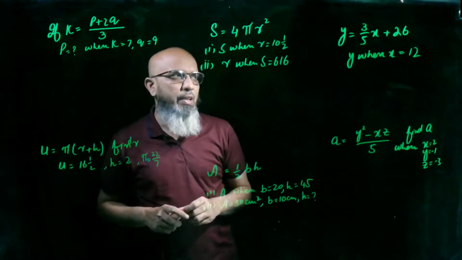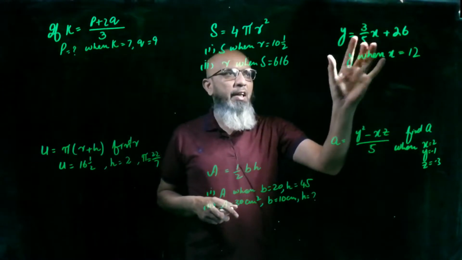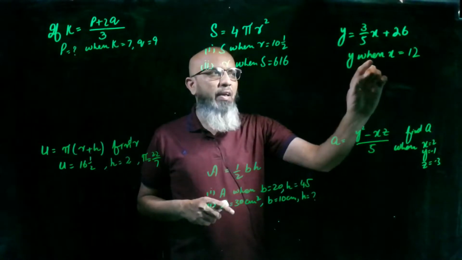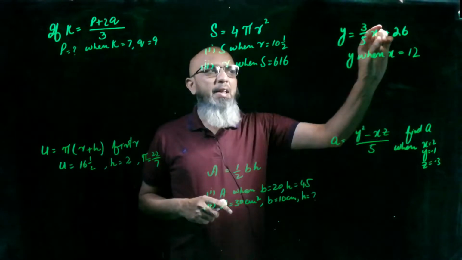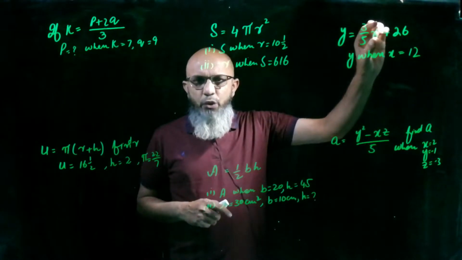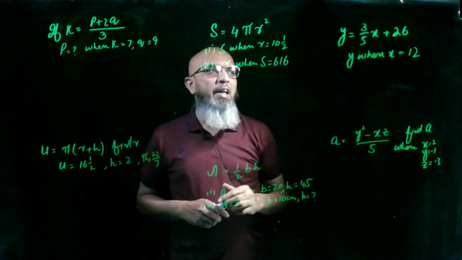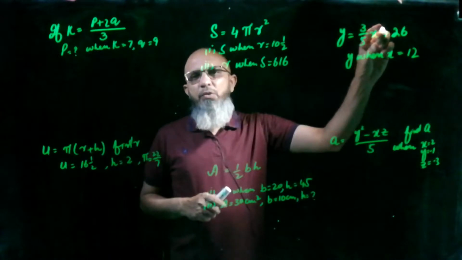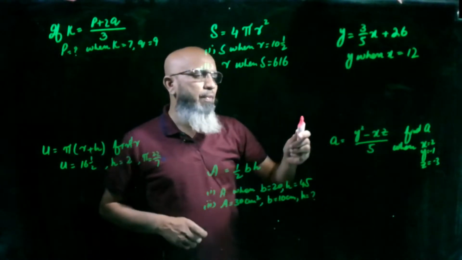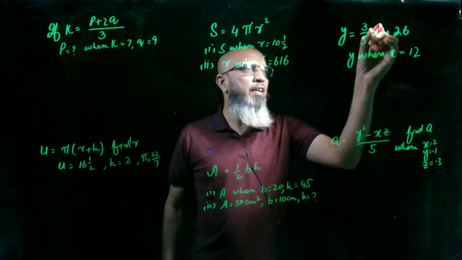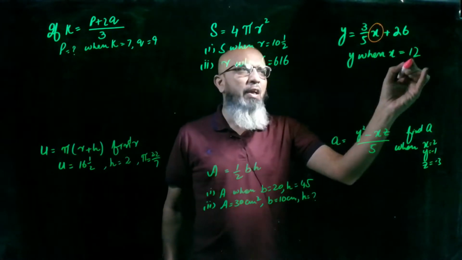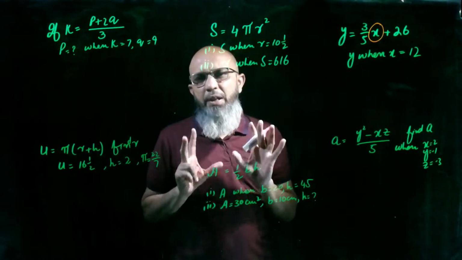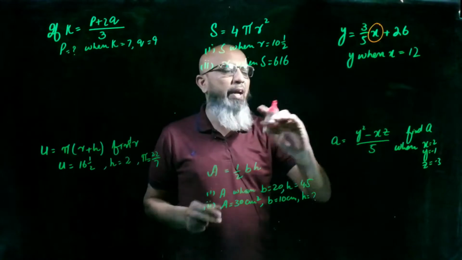So let's start our first question. It is given that y is equal to 3/5x plus 26. Find y when x is equal to 12. This means the value of the x variable is given to you and we have to find the value of y. Simply, we replace the variable with the given value. If x is equal to 12, we will replace x with 12. Remaining, there is no change in the question. After replacing, we will solve and get the value of the variable y.